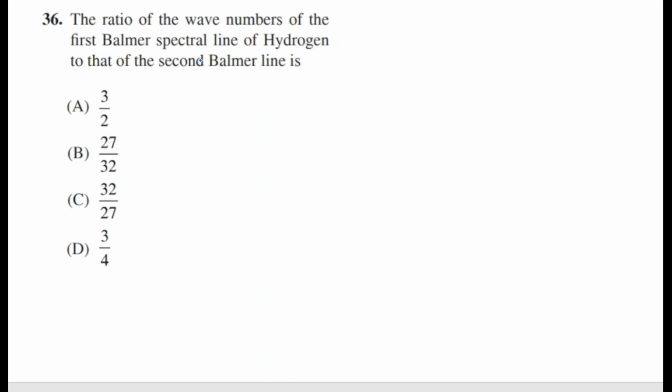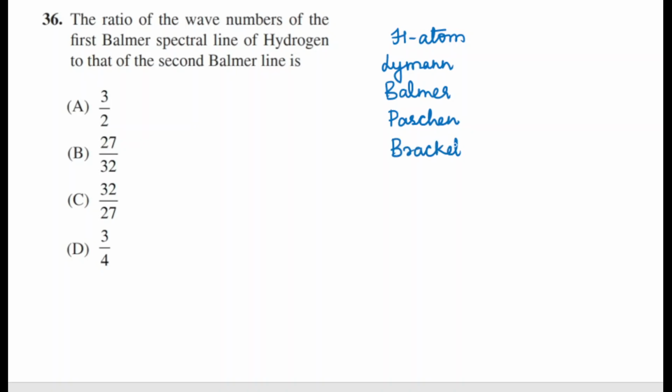Solve the first question. The ratio of the wave numbers of the first Balmer spectral line of hydrogen to the second Balmer line is. In the hydrogen atom, we have a set of series, that is Lyman series, Balmer series, Paschen series, Brackett series, and Pfund series. Okay, so we have the rest of the series also.